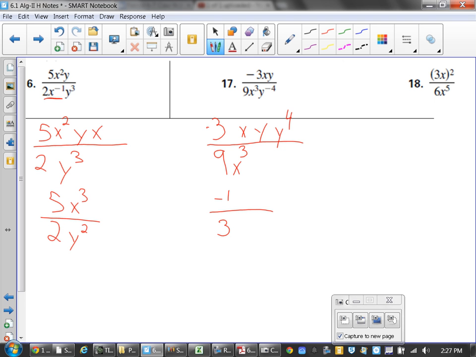Sometimes people just leave the negative up there. It's fine. Okay. X over x cubed. What do you get? Good. And now I have y times y to the 4th. And it stays up top. Okay?